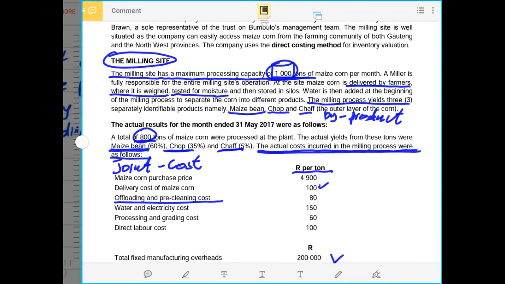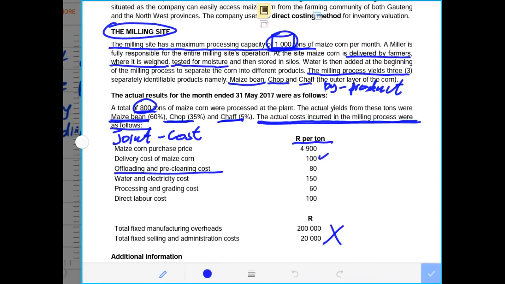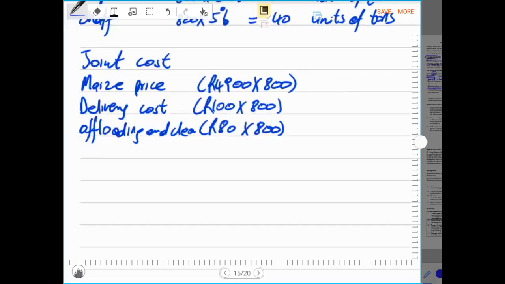Then the next cost that we have incurred jointly is water and electricity. Remember, they said water is added at the beginning of the process. I think there was something that said before. Water and electricity cost is 150. This will be water plus electricity, which is 150 rand per ton, times this by 800.